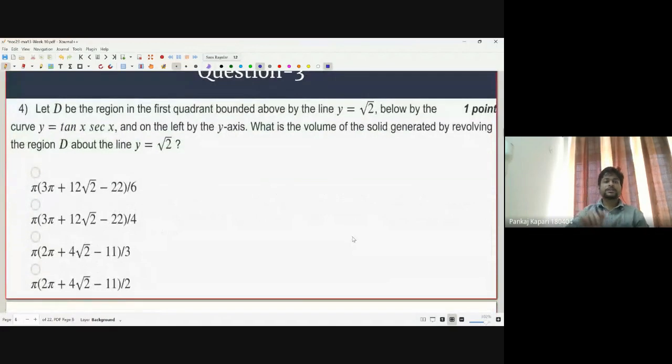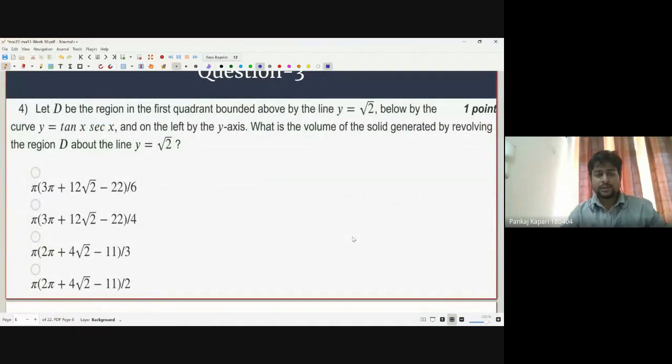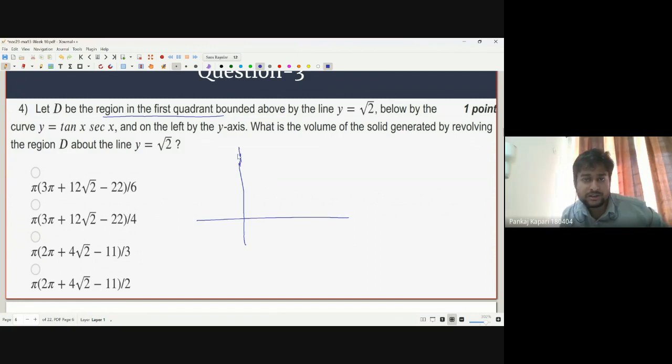Okay, so this is our next problem. And again, we have a region D in the first quadrant. Okay, so this region is in the first quadrant. So let's try to approximate this region, how it looks like. So the region in the first quadrant, that means the x-axis and y-axis will also be the boundary. And then there is a line, which is y equal to root 2.